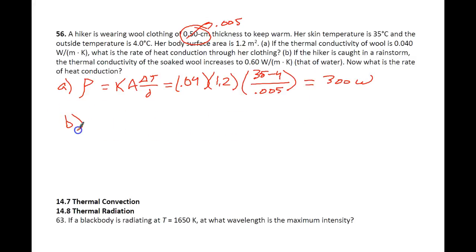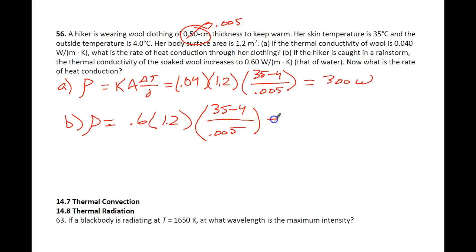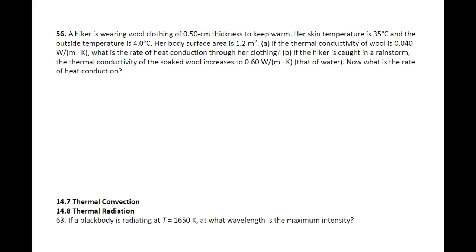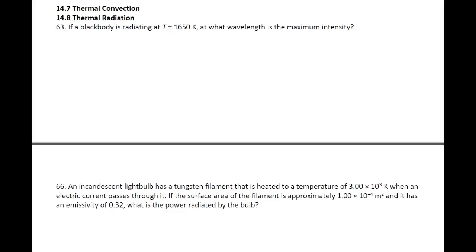So for letter B, now we're going to do it when that wool is wet, and that will change our K value. K value now is 0.6. All the other numbers stay the same, so this would be 35 minus 4 all over 0.005, and now we end up with a whopping 4,500 watts. So don't get that wet. That's not a good thing. You can kind of think about Civil War times and what they went through.